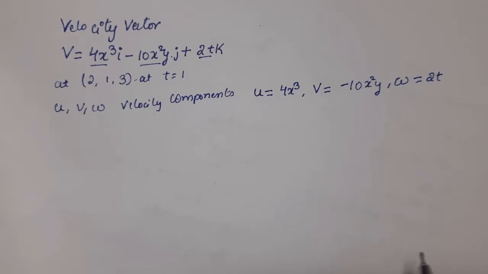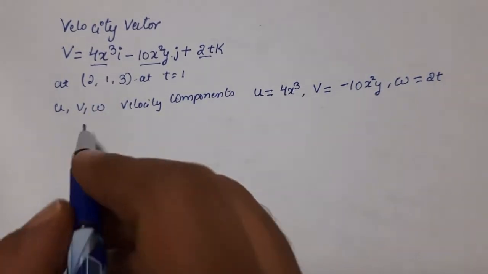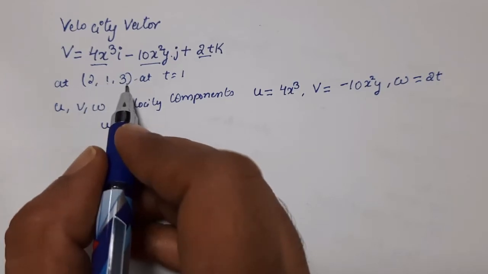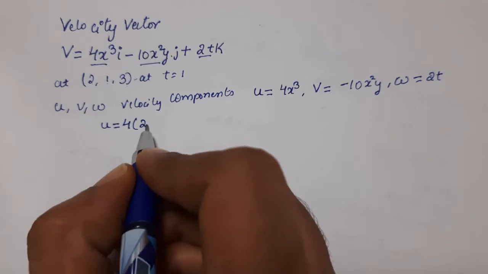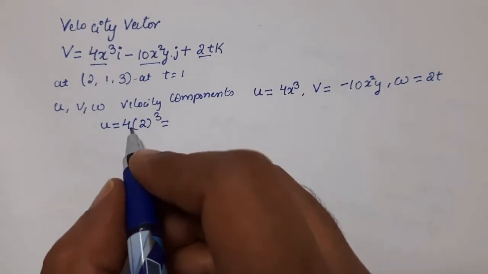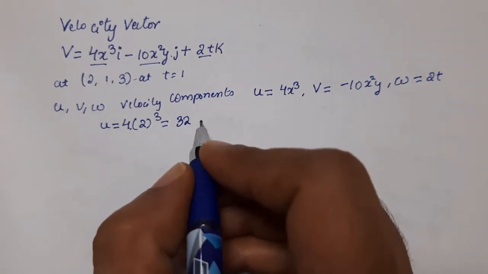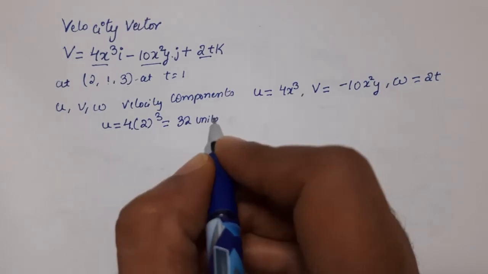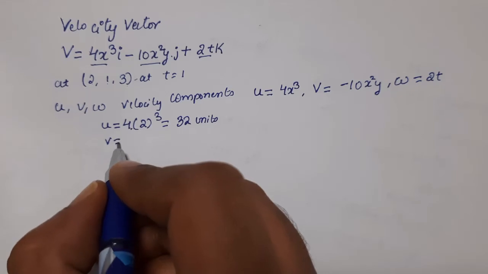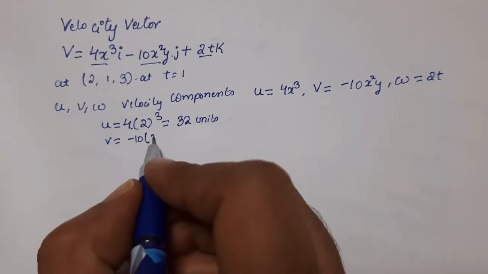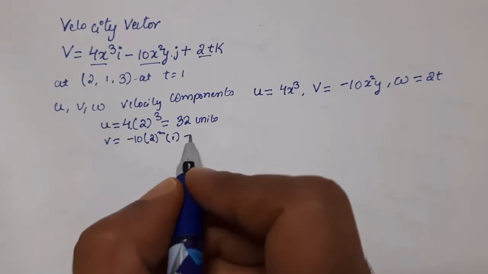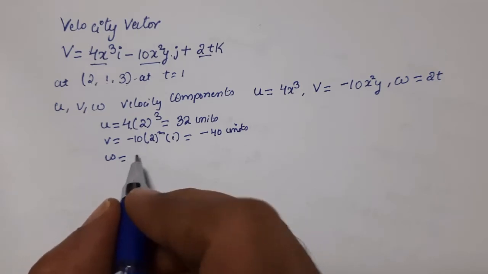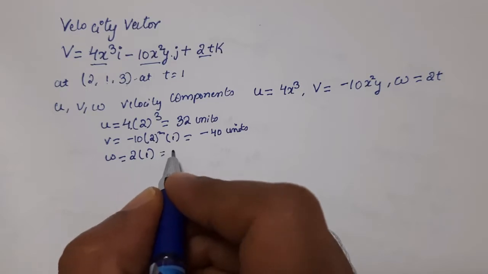To find the velocity components, we know the point is given as (2, 1, 3) and the unit is not given here. So u is nothing but, with x, y and z here, substitute this value, that is 4 into 2 to the power of 3, so we get 32. Here it is not given whether it is in meters, kilometers or mm, so we can just write it as units. Then v is equal to −10, x is 2 square, y is 1, so we get −40 units. Then w is nothing but 2t. So t is 1, so that will be 2 units.